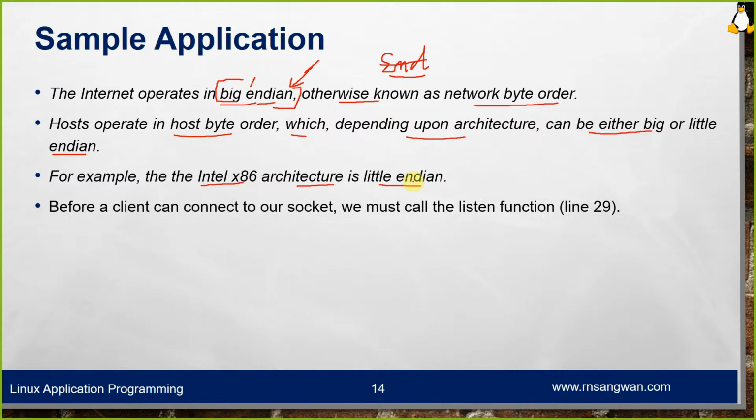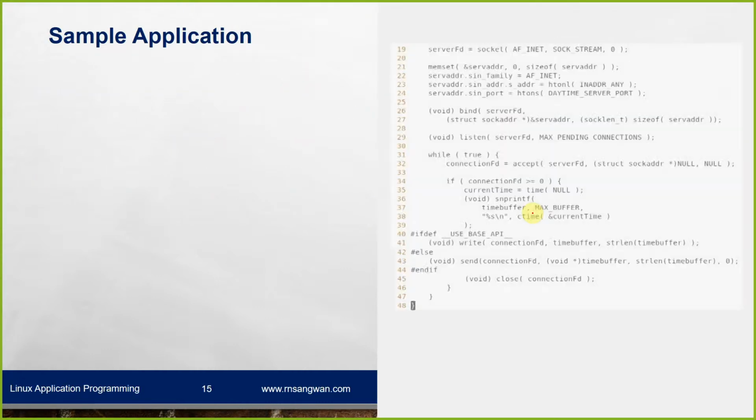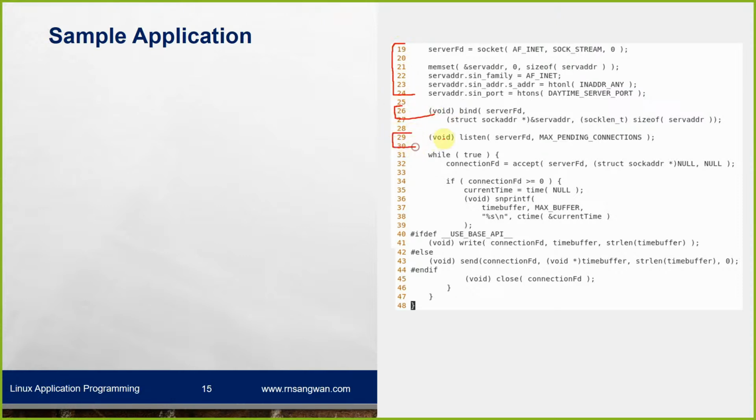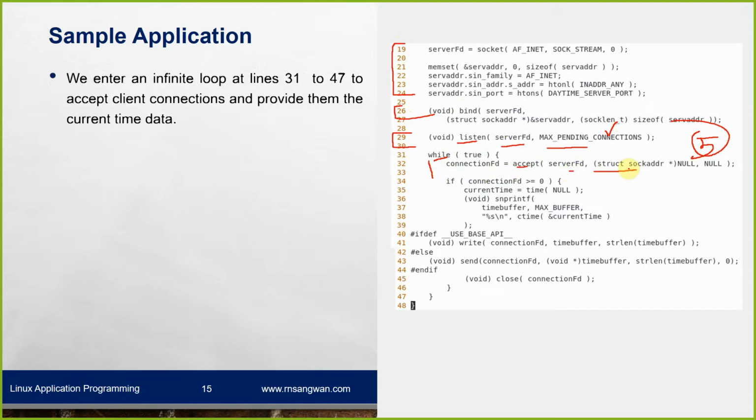Before a client can connect to our socket, we must call the listen function. That was called in line number 29. So this is the same sample application, the portion which was missing, which I discussed. Lines 19 to 24 I discussed, and 26 I discussed. Now listening is happening in line number 29. Listen, server, maximum pending connections, which is 5. You remember that I defined this value to be 5. While true, this is going as the loop, accepting incoming connections for this socket.